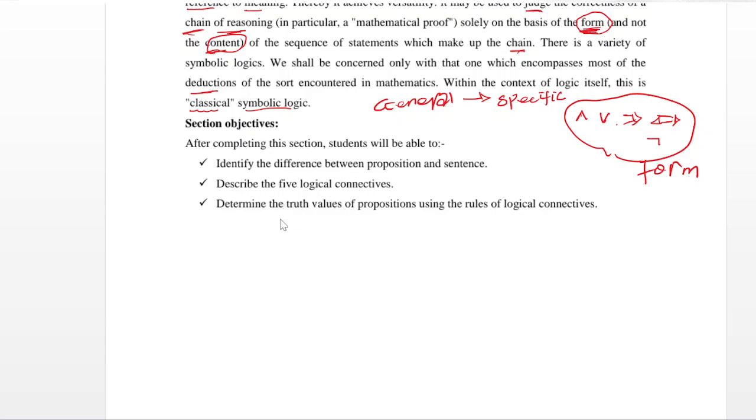Okay, we will see. Determine the truth values of propositions using the rules of logical connectives. How can we determine the truth values of propositions using rules of logical connectives? Okay, we will see this one also.